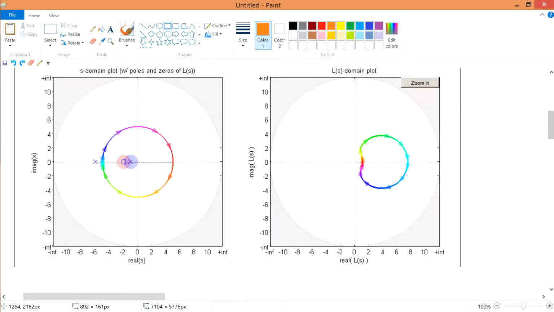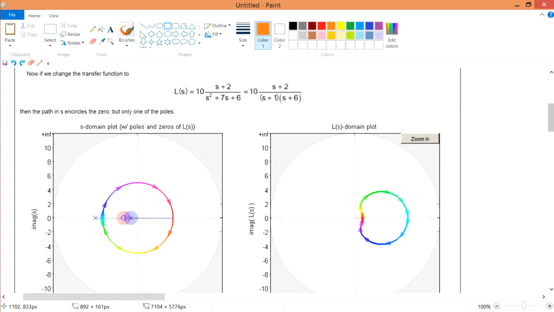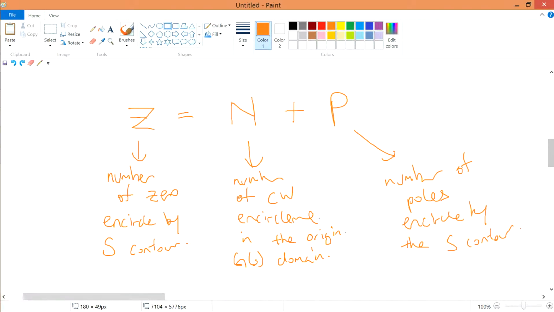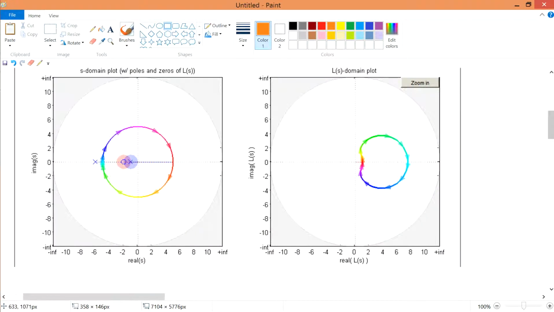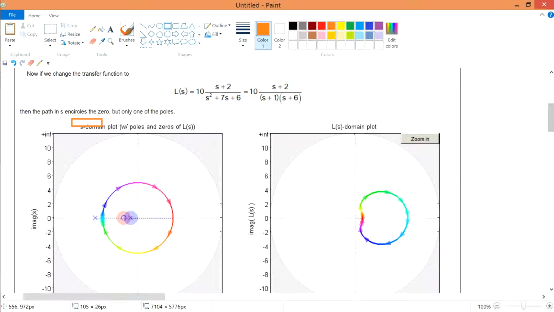Okay, and therefore this is the example that we're going to tackle. We know that there is one zero over here and there are two poles over here. By this equation, the number of zeros encircled by the S contour. The S contour is simply the contour in the S domain. In the S domain plot, the contour is simply the one that we have always been using, this circle over here. This circle is called the S contour. Okay, I hope this is pretty much straightforward.